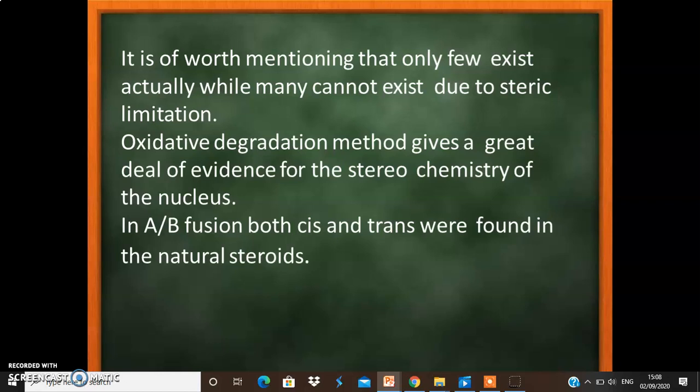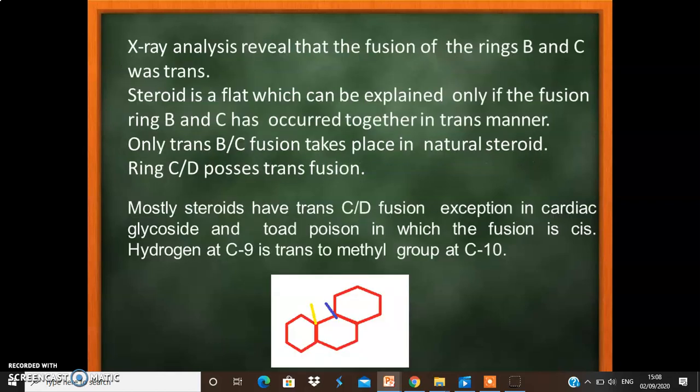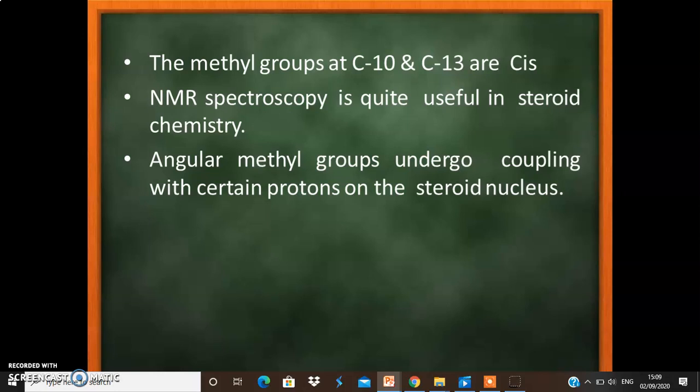Oxidative degradation methods give a great deal of evidence for the stereochemistry of the nucleus. In AB fusion, both cis and trans are found in natural steroids. X-ray analysis reveals that the fusion of rings B and C is trans, as the steroid is a plate, which can be explained only if rings B and C are fused in a trans manner. Only trans BC fusion takes place in natural steroids. Ring CD possesses trans fusion. Most steroids have trans CD fusion, with exceptions in cardiac glycosides and toad poison, in which there is a cis fusion. The hydrogen at carbon 9 is trans to the methyl group at carbon 10. The methyl groups at carbon 10 and carbon 13 are cis.